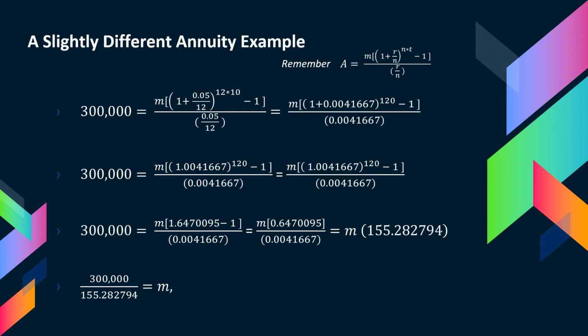And then afterward, we can divide out the 155.282794 on both sides, leaving us with M on the right side. And we get M is about $1,900. It's $1,931.97, which is Hannah's monthly payment.